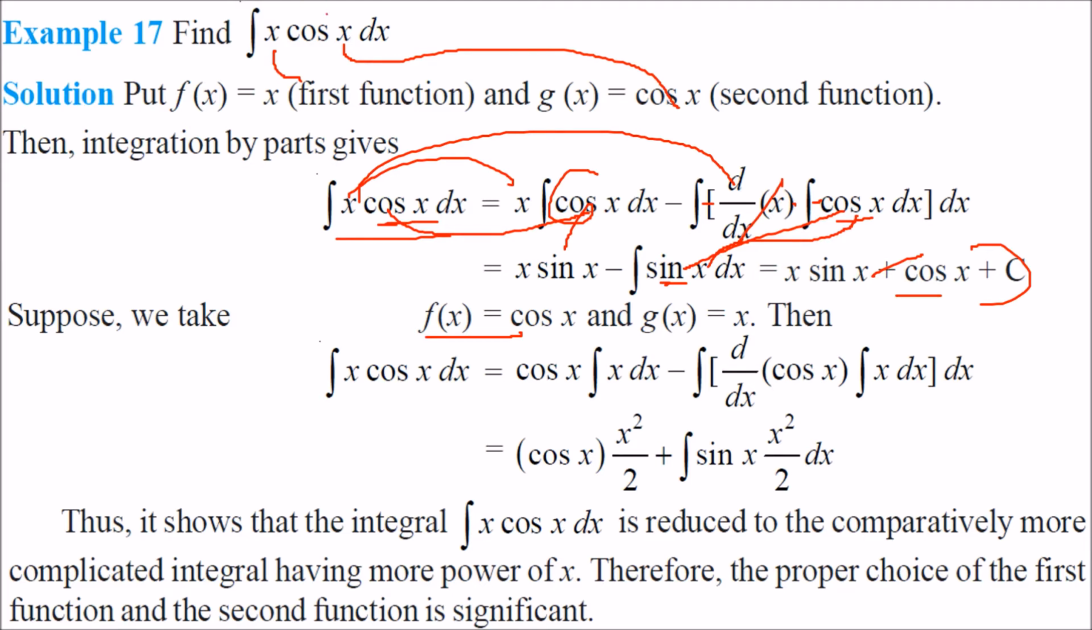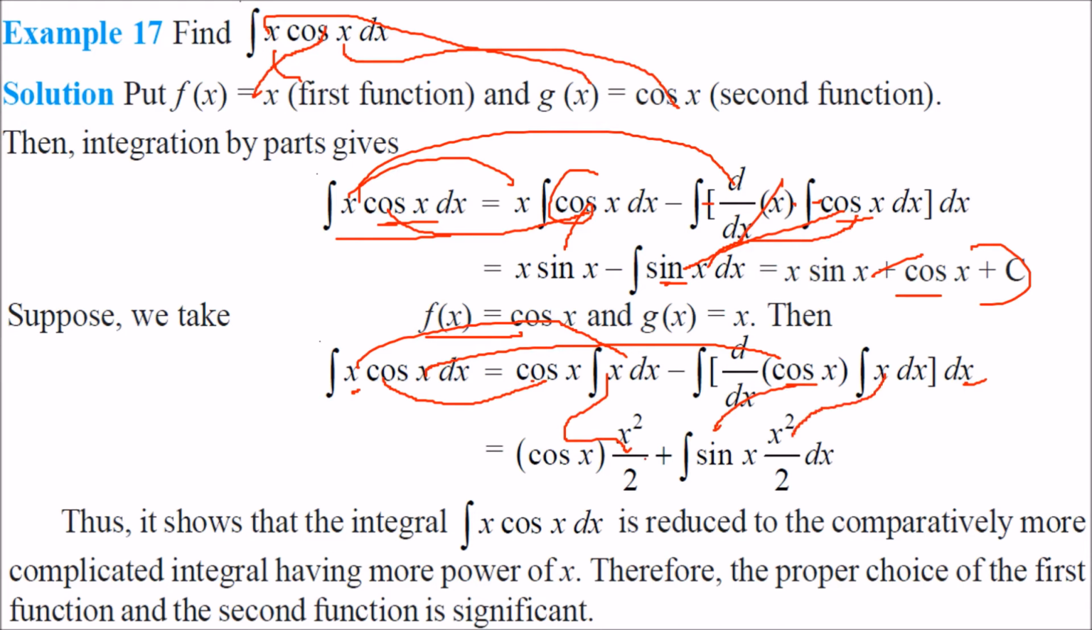But what if I take cos x as the first function and x as the second function? So let us try it. Cos x integration of x dx, then integration of d by dx of cos x, integration of x, that is this function, dx. So you get cos x and x square by 2, d by dx of cos x is minus sin x, x square by 2. Now again, rather than solving, we have created one more integration. So we have two functions again, so we have to solve it.